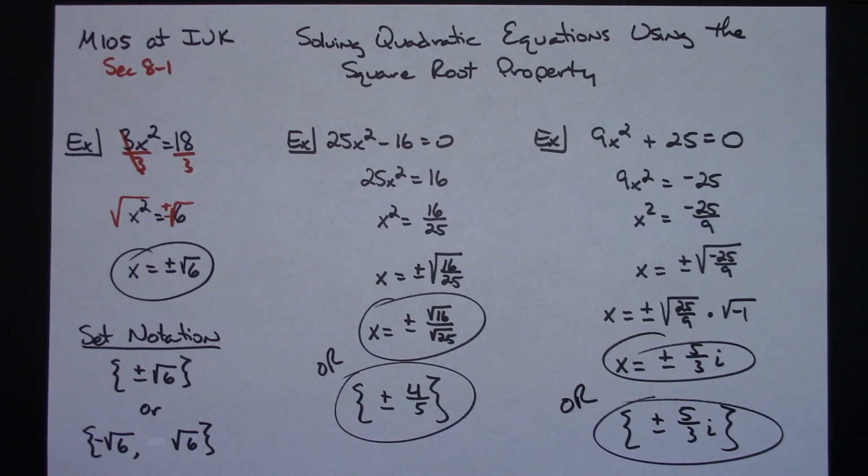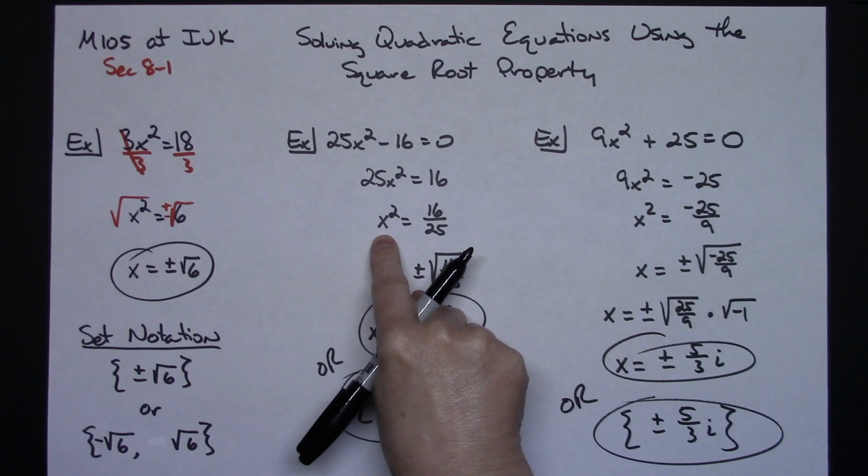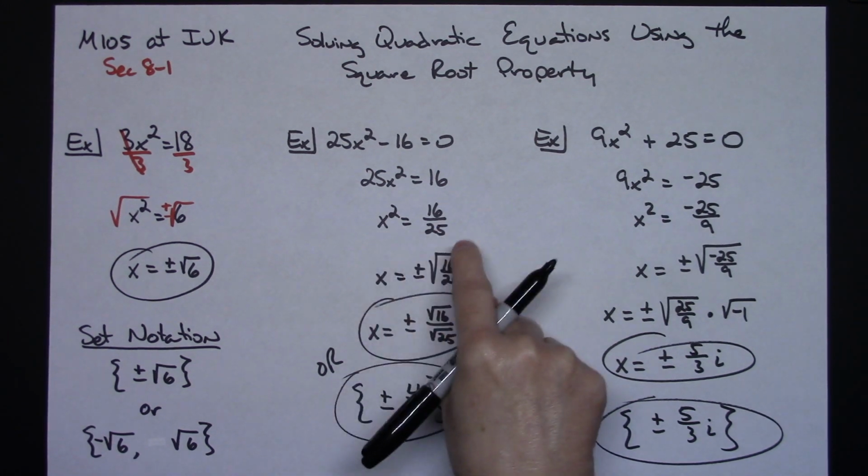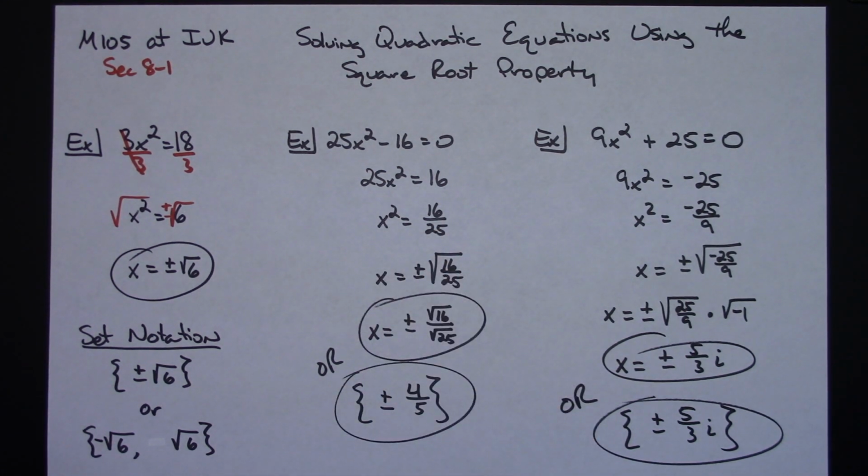So 3 actually pretty straightforward examples of how to use that square root property. You definitely have to isolate the x squared term by itself before you take the square root of both sides.